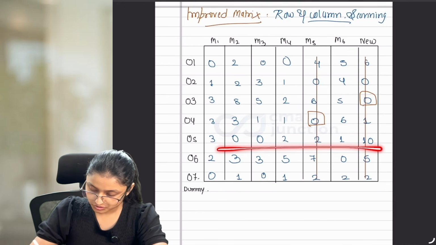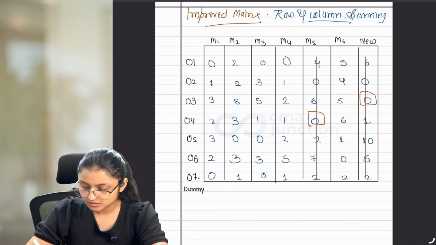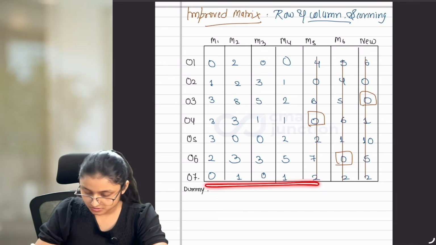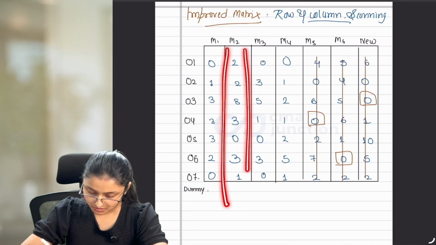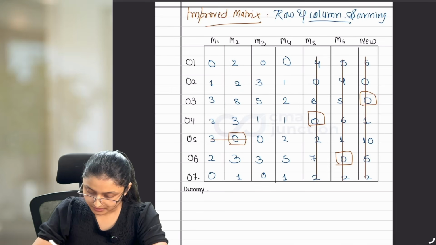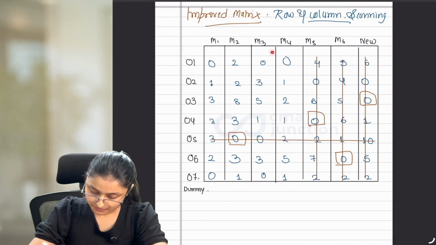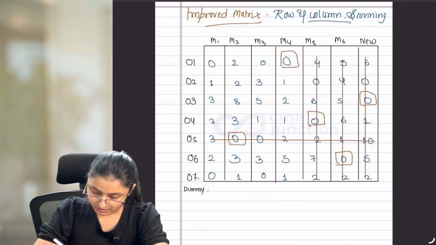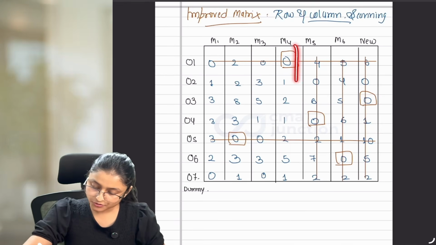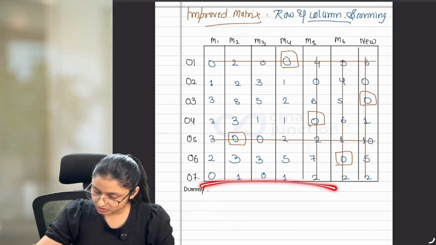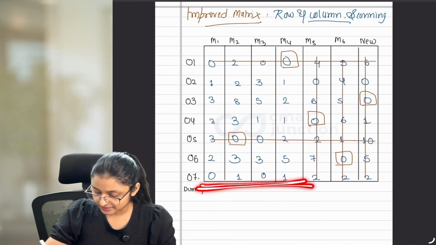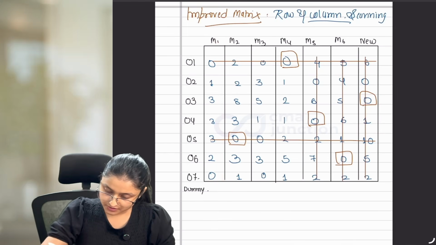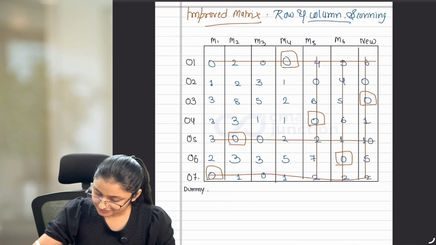Next we have 2 zeros, skip. 1 zero. Mark and cut the column. Now, here we have 2 zeros, skip. Here we have 2 zeros, skip. 1 zero, mark and cut the row. Next, here we have 2 zeros, skip. 1 zero, mark and cut the row. Even after doing this column scanning, we are left with 2 zeros. So now again we have to do row scanning. So in row scanning, you will skip this row. Then again go to column scanning. We have 1 zero, mark and cut the row.